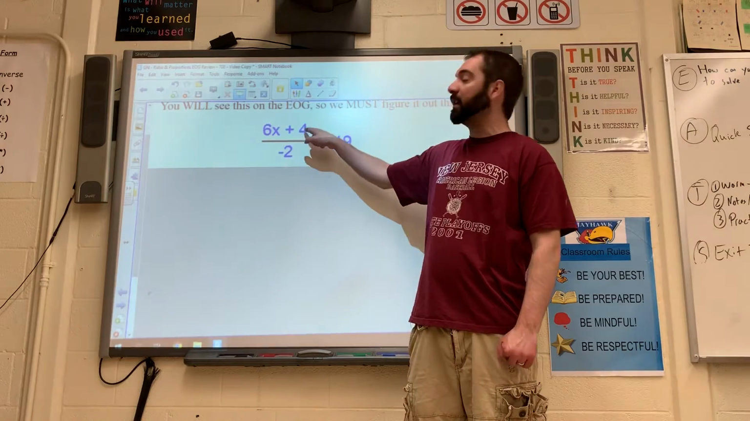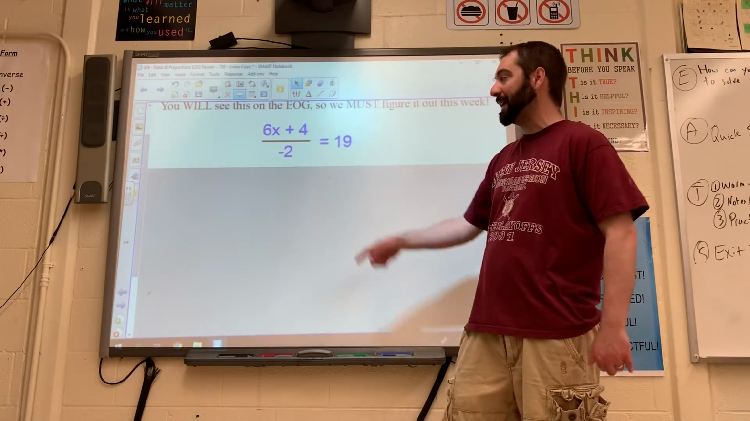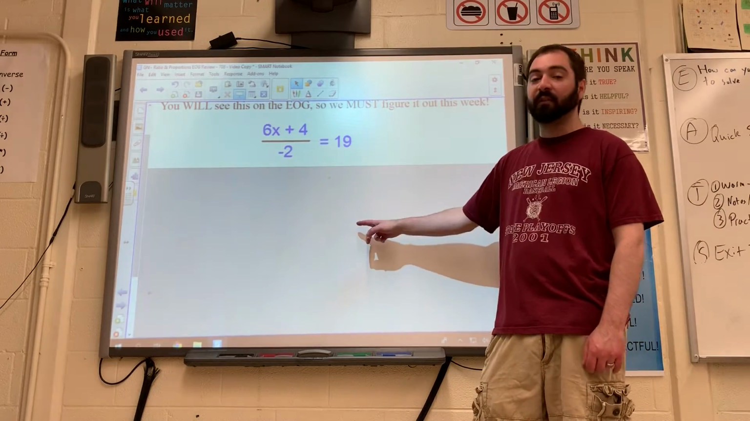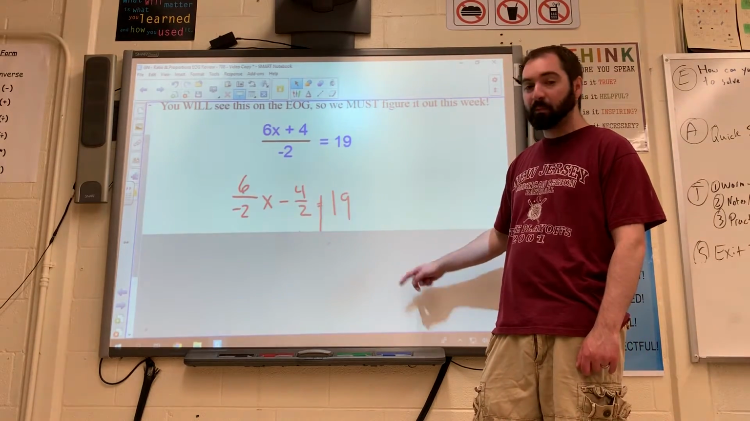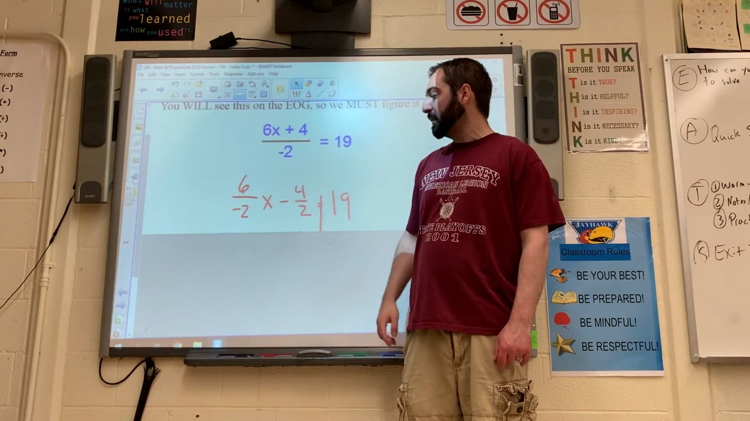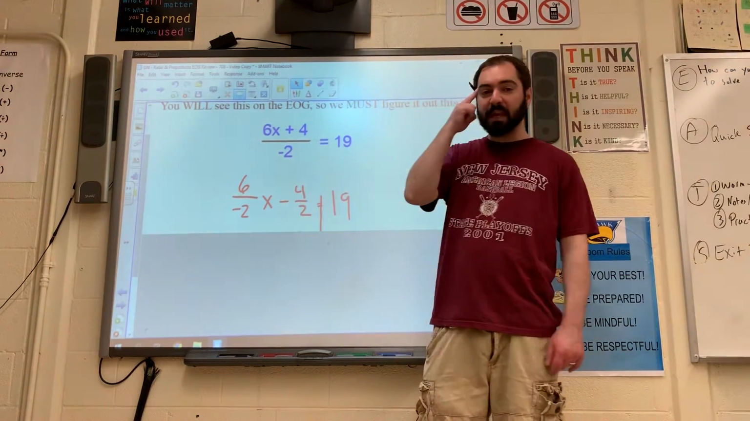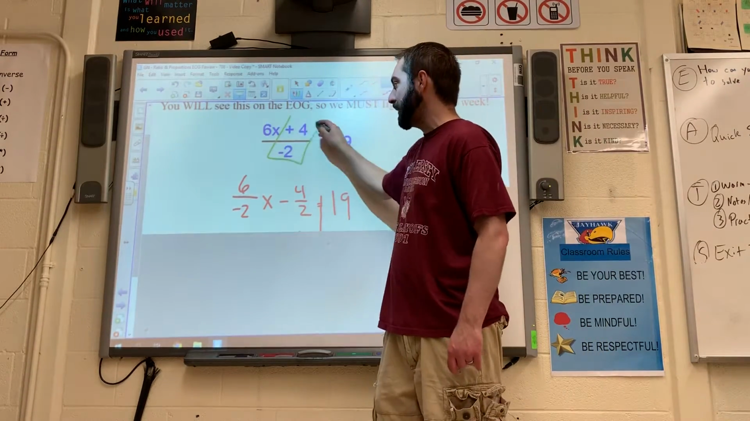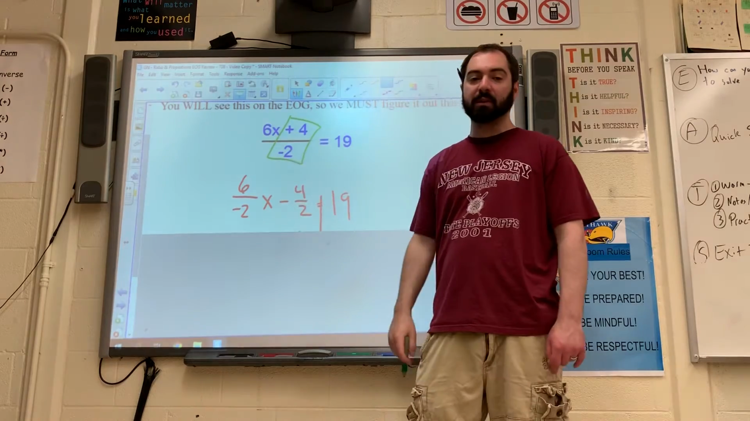6 times x plus 4, divided by -2. Again, the entire top expression is being divided by -2. So the first thing we need to do is break this problem apart. 6 over -2 x. Now, here's where we have to think a little bit differently than yesterday. We have two symbols here for the second part. We have +4 and -2.